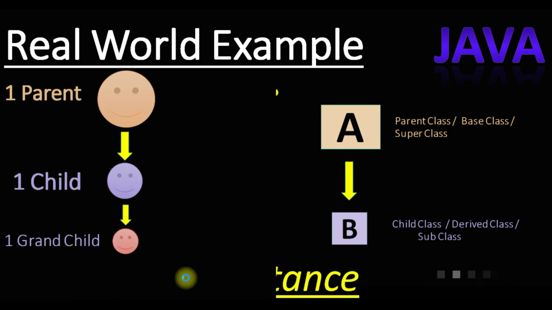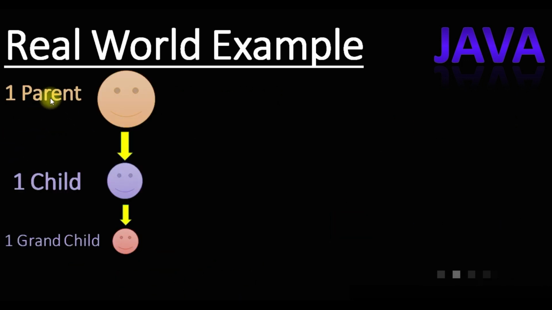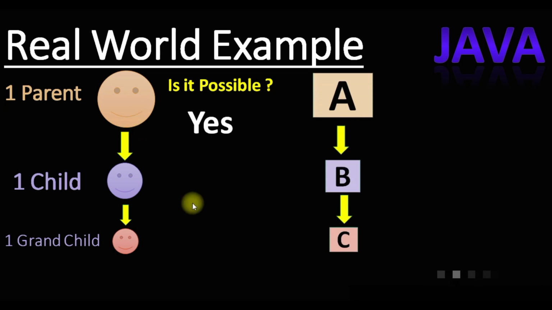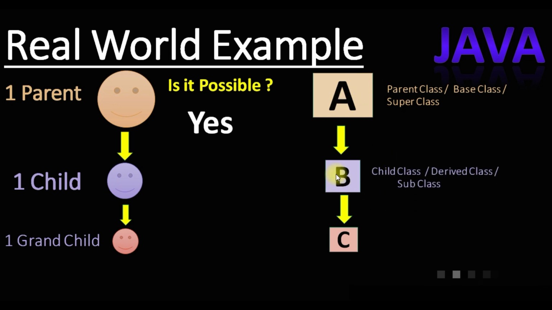Now coming to the next scenario, here you can see I have given one parent and then its child, and again this child has its child, or you can say a grandchild. So this is a relationship, and is this relationship possible? Definitely it's also possible. If it's possible in the real world, in Java also it's possible. So we can create a class which is called parent class, base class, or super class, whatever you like to say. Now for this class A, we can create a child class B, and B can inherit the properties of A.